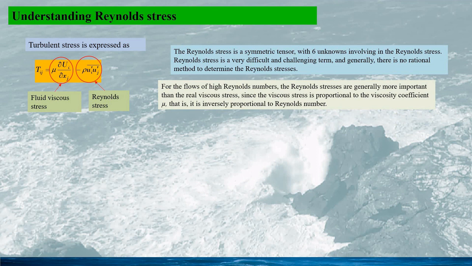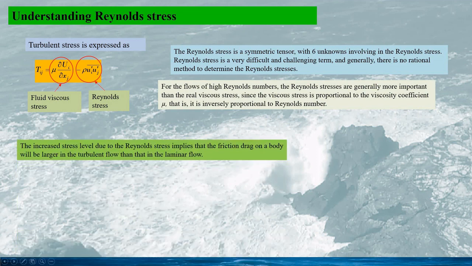For the flows of high Reynolds number, the Reynolds stresses are generally more important than the real viscous stress, since the viscous stress is proportional to the viscous coefficient, mu. It is inversely proportional to Reynolds number.